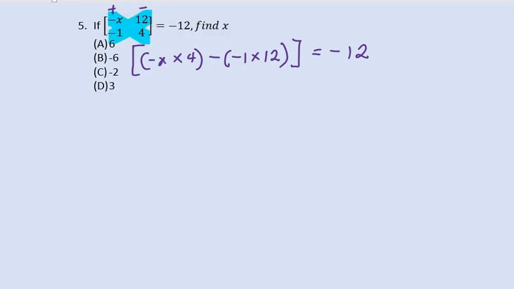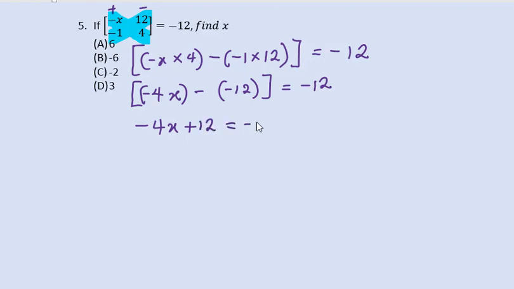So that's what happened. From here, minus x multiplied by 4 gives you minus 4x. Then this one, let me just keep it inside the brackets. Then in the brackets, this multiplied by this gives you minus 12, is equal to minus 12. So once you get to this point, you are done. From here we have minus 4x, and this multiplied by this becomes plus 12, is equal to minus 12.